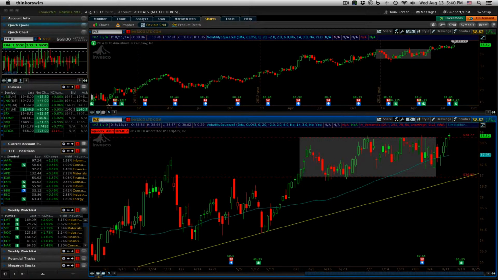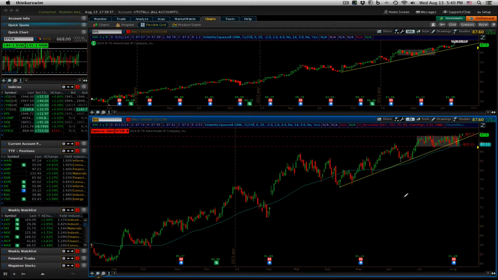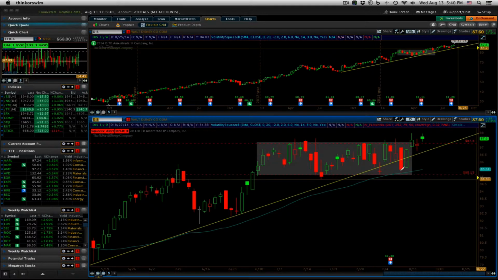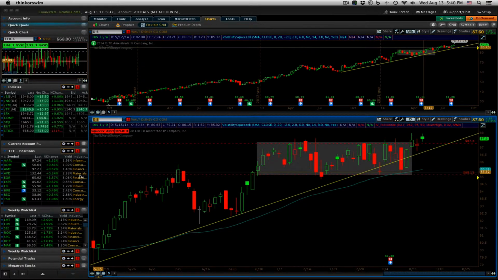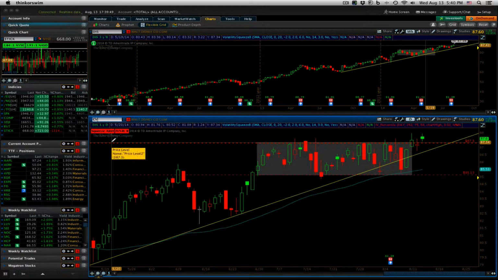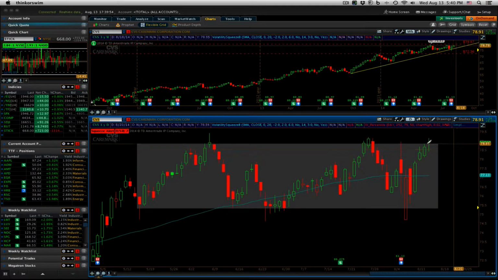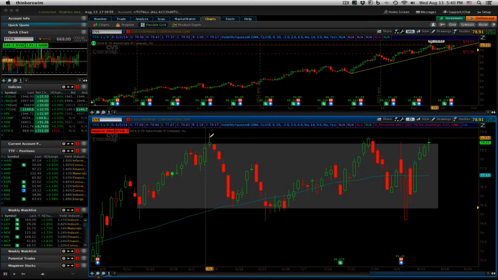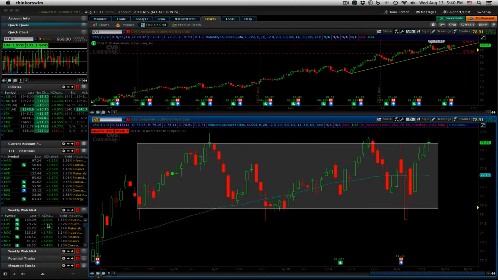A couple other ones that are knocking on the door. Disney, we keep talking about this one. I still think this is a really good setup, but we haven't gotten that real solid breakout from these levels. So for right now, that one is on hold, and another one is CVS. Again, same thing. It's really trying to break out over these highs here, but at this point, it needs to have a nice solid breakout.